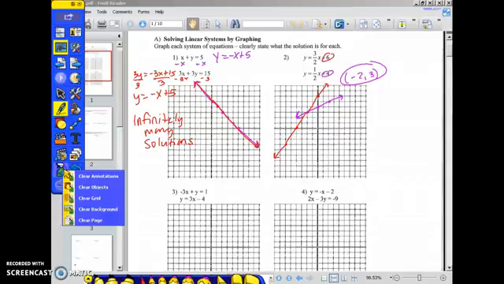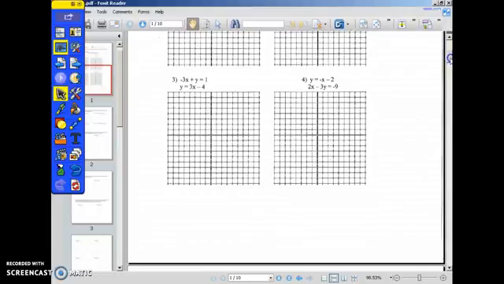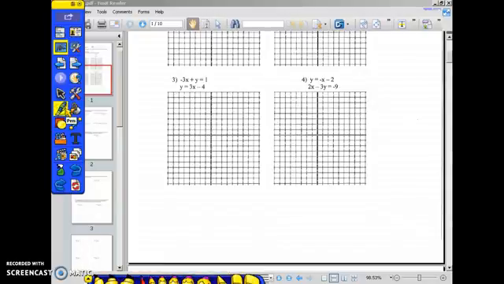All right, number 3 and 4. We have to put these in slope-intercept form. So we're trying to get y by itself. I'm going to add 3x to both sides. Y equals 3x plus 1.